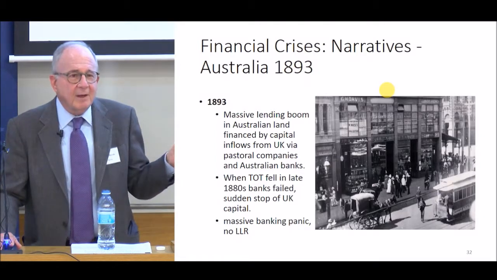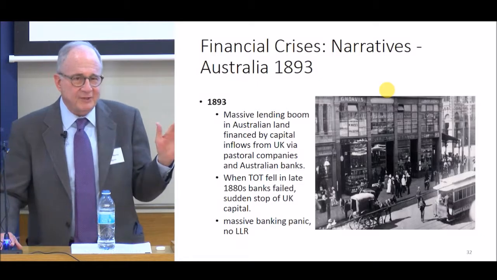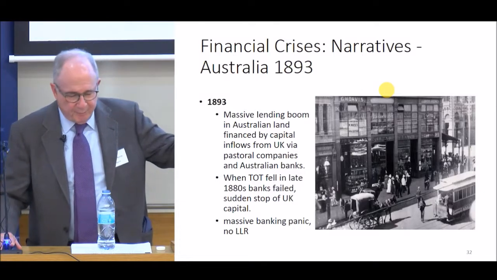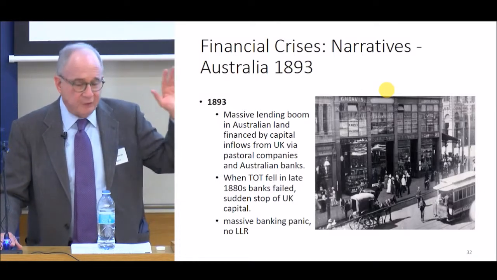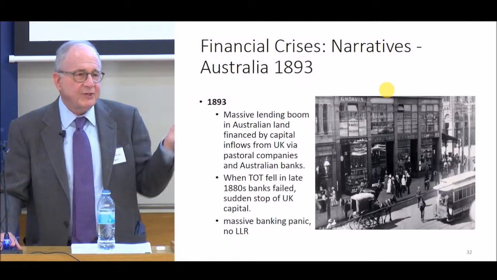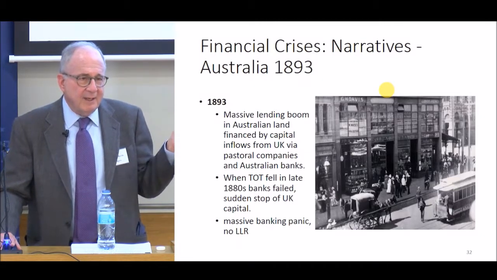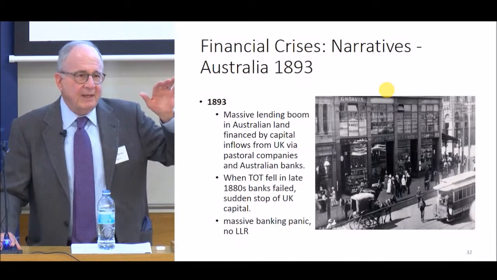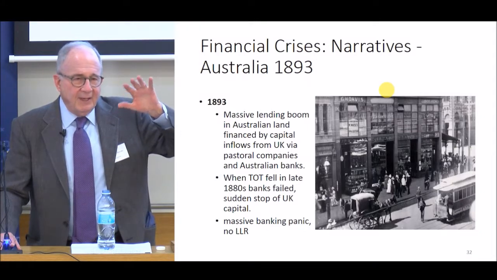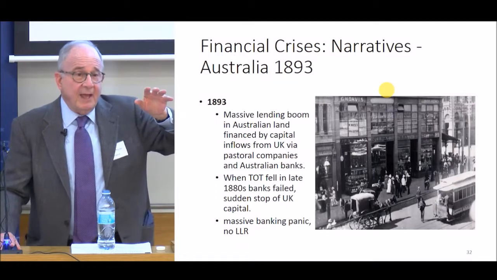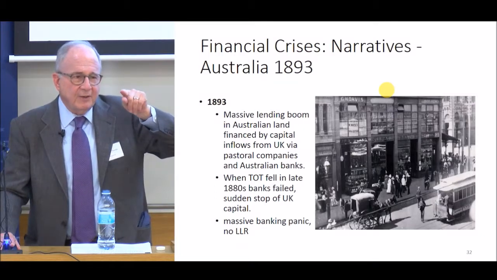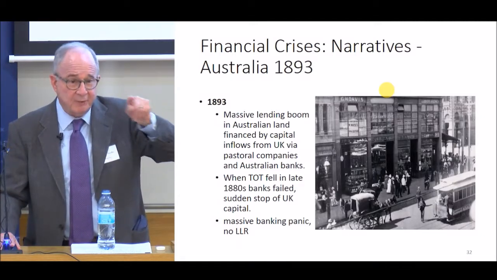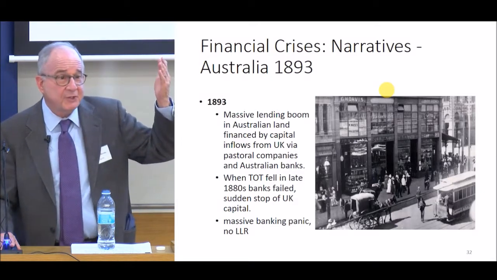Okay, here's another one. Australia, 1890. This is a classic, a great story. There's a lending boom in Australian pastoral land, sheep growing land, financed by capital flows from the UK. Banks were set up to funnel money to the companies that financed this land. Some of these banks were incorporated in England, and they fooled British depositors into thinking their money was safe. They gave them names that sounded like British banks, but they were paying a much higher interest rate on deposits.